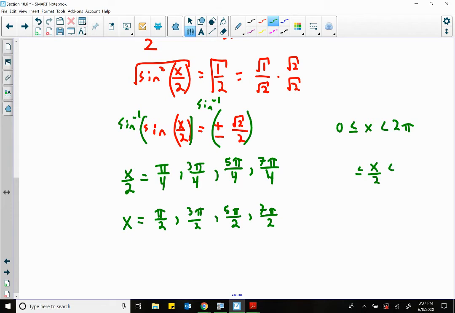So what does that do to my interval up here? Well, that means this interval also needs to get cut in half. So 0 is 0, and 2 pi divided by 2 becomes pi. So some of these answers have to go.